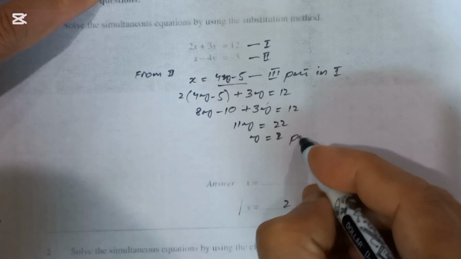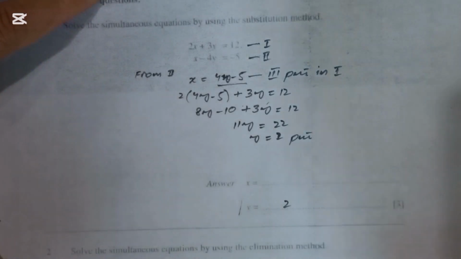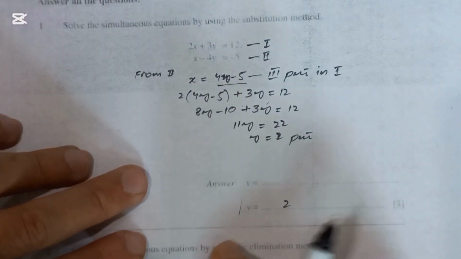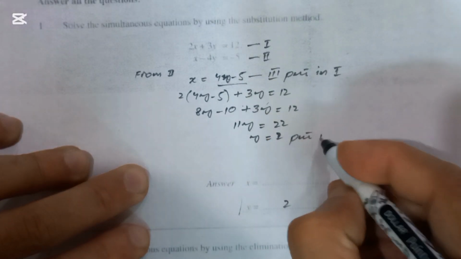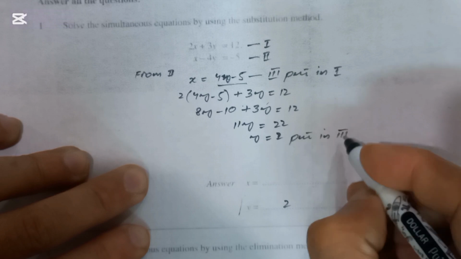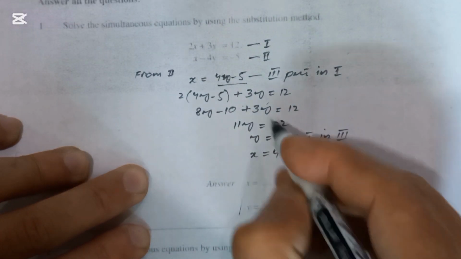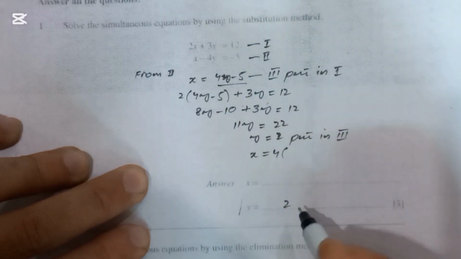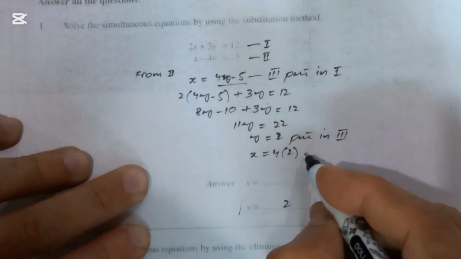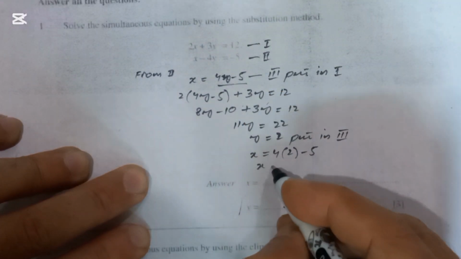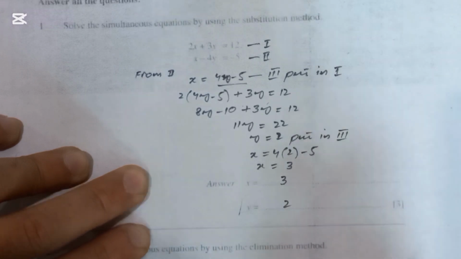After getting the answer of one variable, put it in this equation, which is the new one you have made. So put it in 3. So x is equal to 4, and in place of y, you will place the value of y, that is 2. Minus 5 will remain as it is. And from here, 4 2s are 8, minus 5 will be equal to 3. So the value of the x is 3.